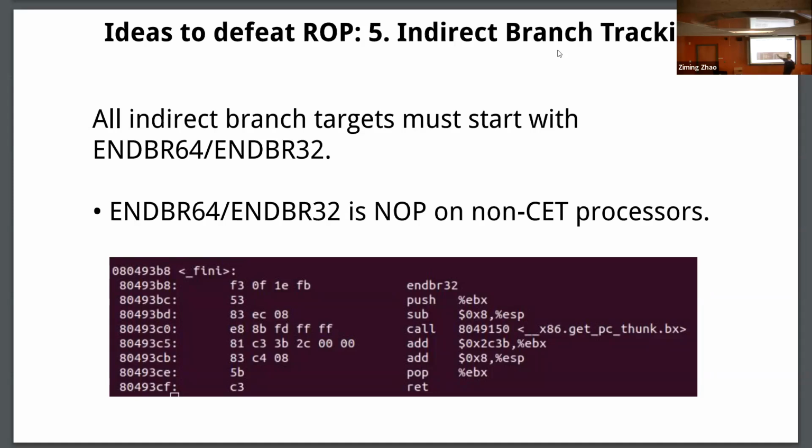ARM has a similar feature. They have an instruction called BTI, branch target something. Okay. So the idea is if there is a call instruction or jump instruction, the call instruction and jump instruction has to jump to an ENDBR32 instruction, ENDBR64 instruction. It cannot jump to an ADD instruction or call an ADD instruction. So the call will always go to the beginning of the function, right?